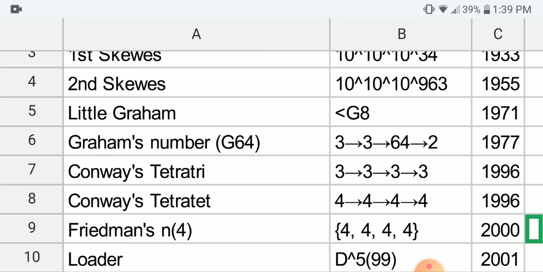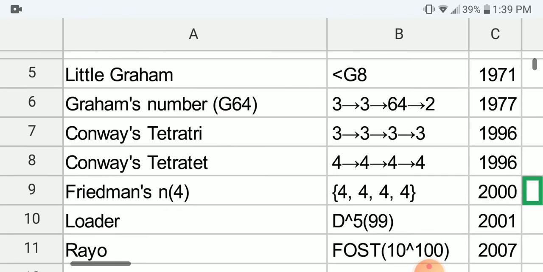And then the next biggest number after that is Fetterman's N4. It's hard to know the exact size of this number, but I believe it is most likely bigger than Conway's Tetratet. For N4, its approximation is around {4,4,4,4} in BEAF. And this number was published in 2000.